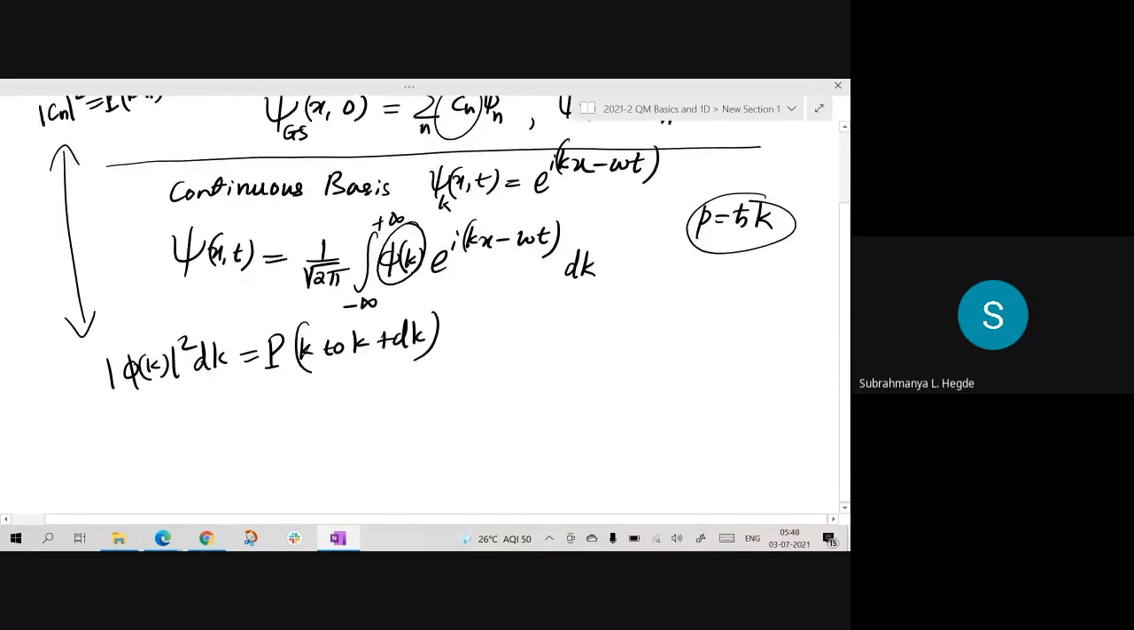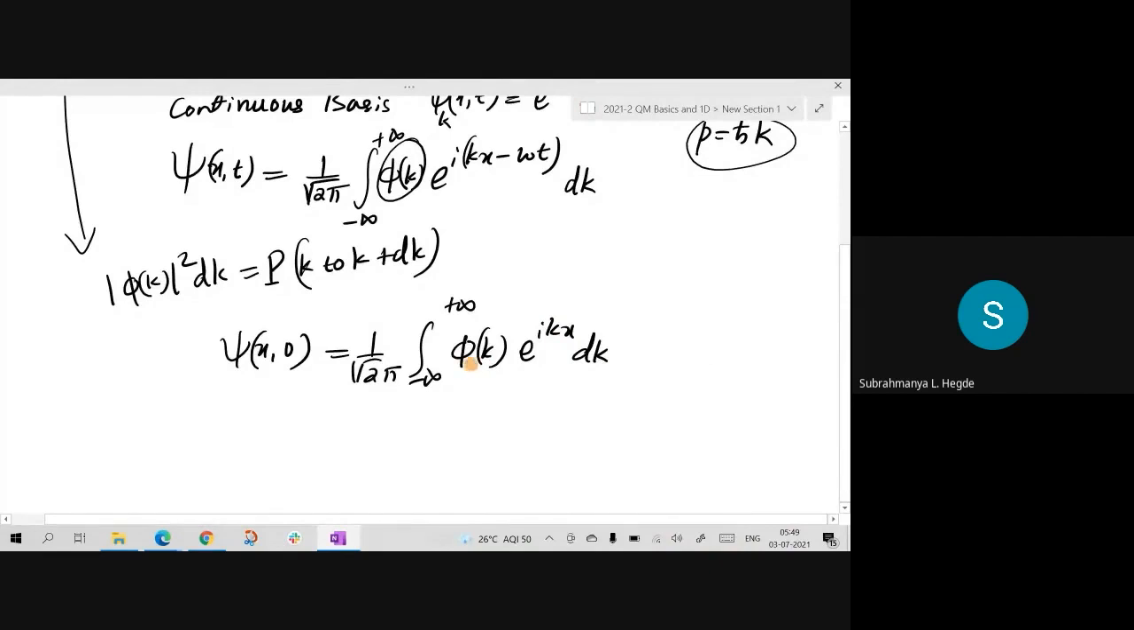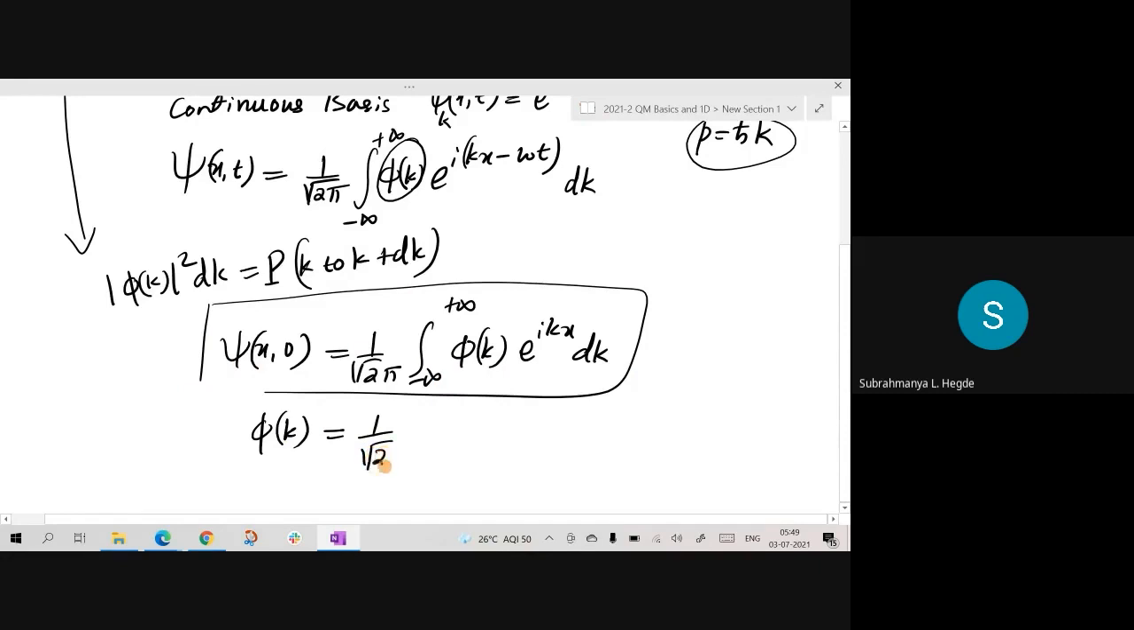Wait a second. To make the formula comfortable, what I do here is I'll use a different symbol, rather than writing in this way. If you write in this way, what is psi of x comma 0? 1 by root 2 pi integral from minus infinity to plus infinity, you can write phi of k into e power ikx into dk, isn't it? So now this phi of k, it is our Fourier transform. Okay, if you see this one as a Fourier transform, then phi of k should be the inverse transform. Am I right? 1 by root 2 pi integral from minus infinity to plus infinity of psi of x comma 0 into e power minus ikx into dx here.